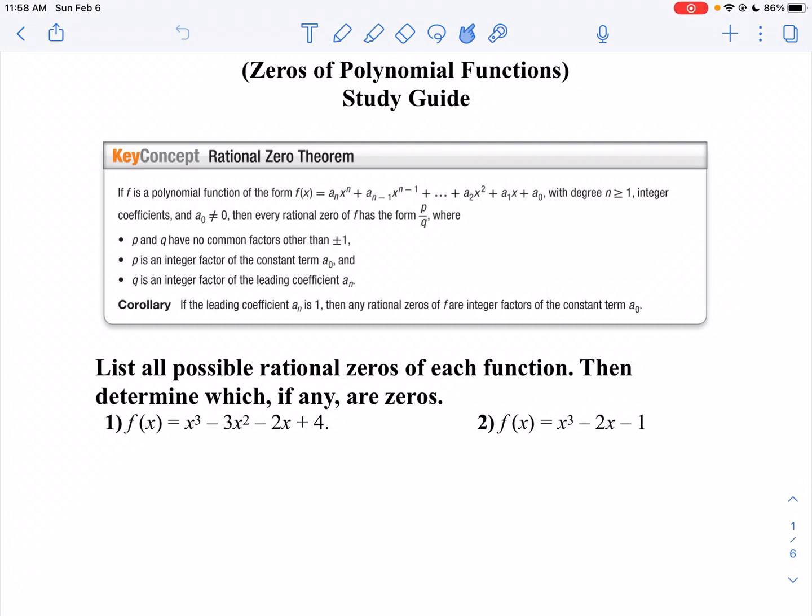Hello, in this lesson, I want you to find the real zeros of a polynomial function. I want you to find the complex zeros of a polynomial function.